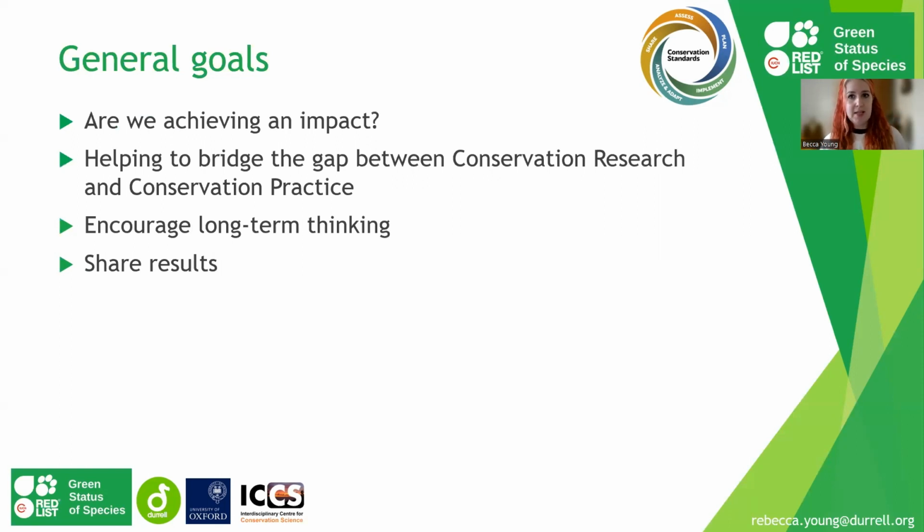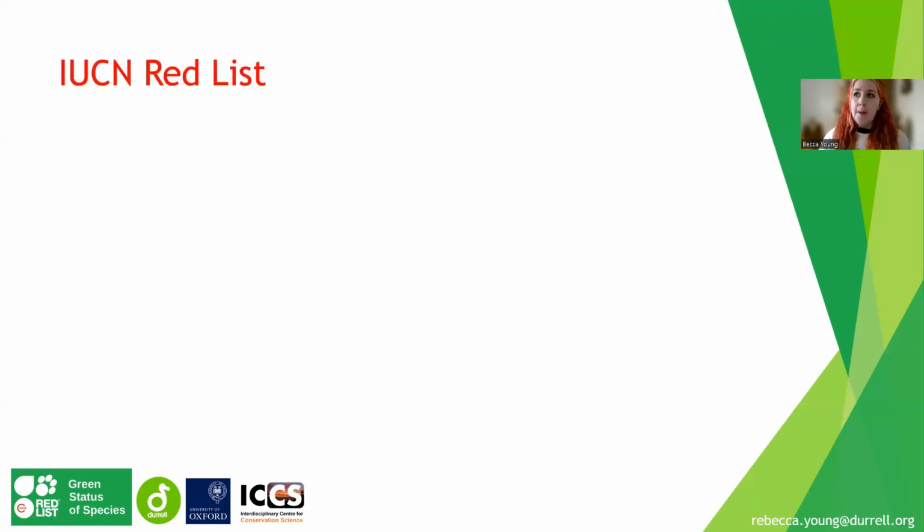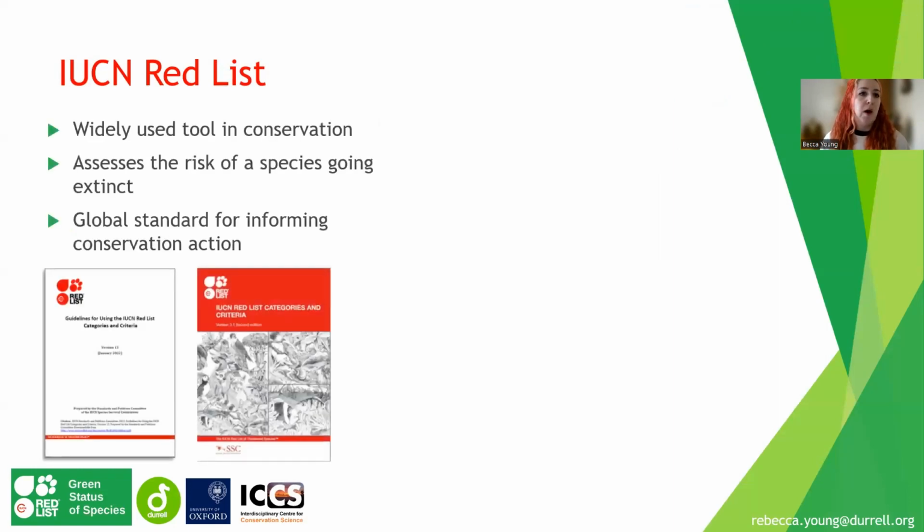So with that in mind, I'm going to give an introduction to the Green Status of Species for those who are not so familiar with it. Most of us will be very familiar with the IUCN Red List. This is a widely used tool in conservation, and it specifically assesses the risk of species going extinct. And it's a global standard for informing conservation action.